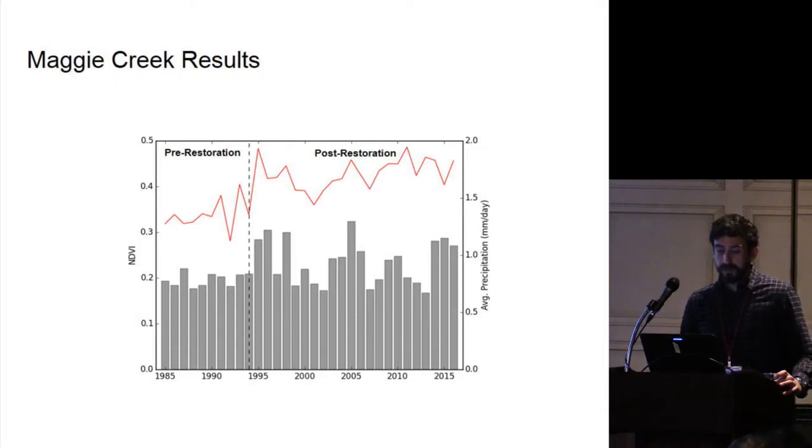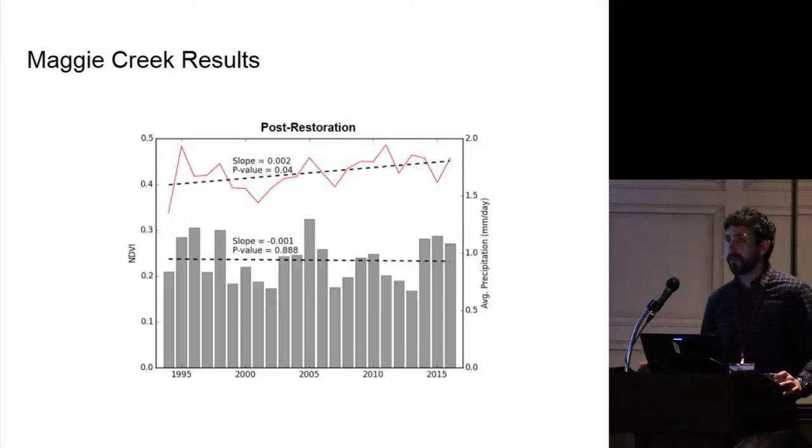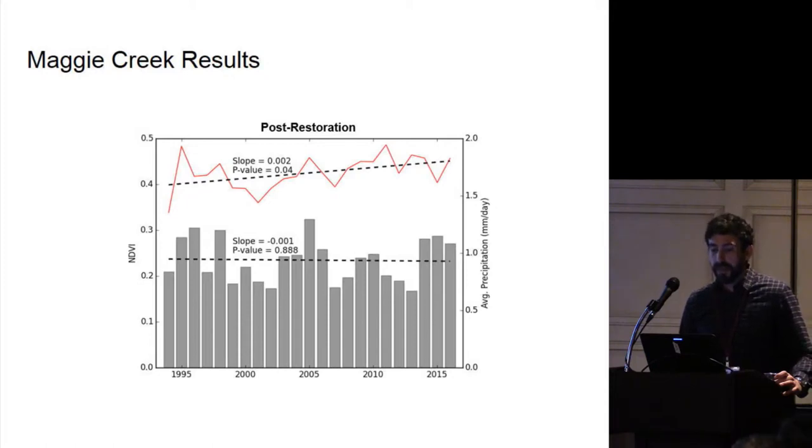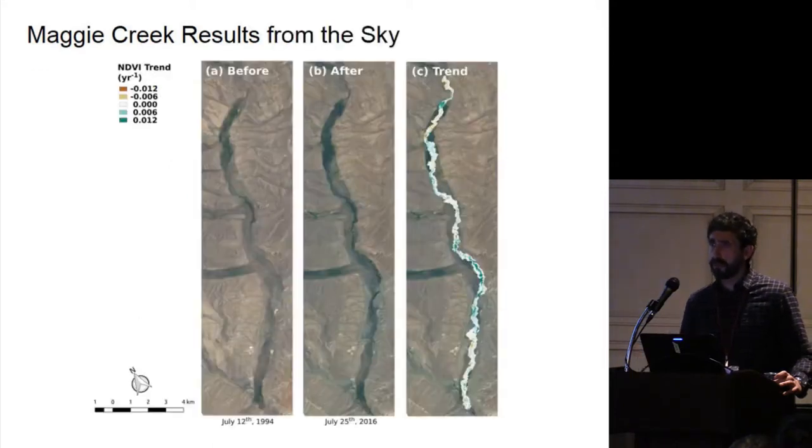So you can look, pre-restoration is everything previous to that dash line, and then post-restoration. And if you zoom in on that area and you just look at a trend in the NDVI, which is that red line, and you compare it to the trend in the bars, which is the precipitation, you can see there's really no trend in precipitation over the 20-plus years since they started their management plan, while seeing a strong trend, significant, in NDVI. So we're seeing sort of the same story across space, across time, and across methods.